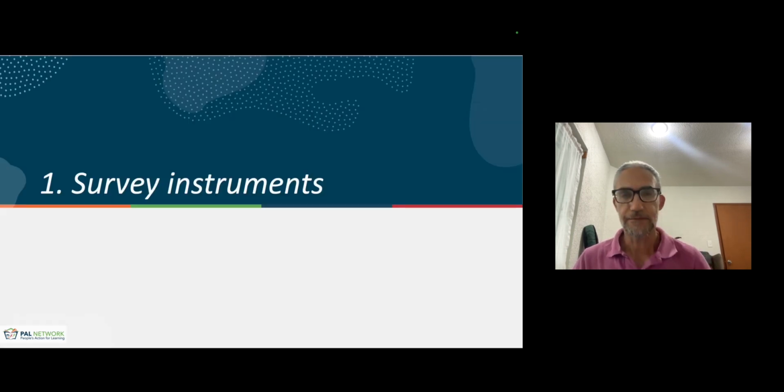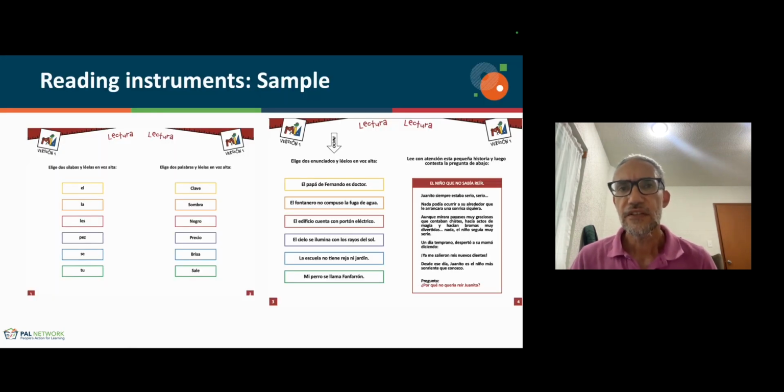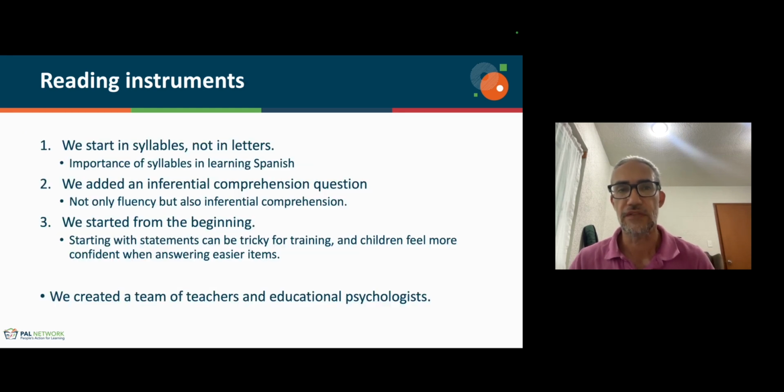The first key process is the survey instruments. This is our reading instrument. You can choose two syllables, then two words, then two statements, then a story and then a comprehension question. As you can see, we made some decisions very important for us.